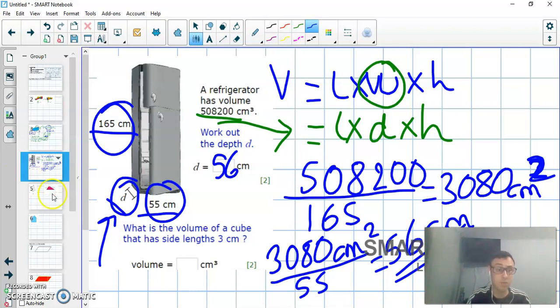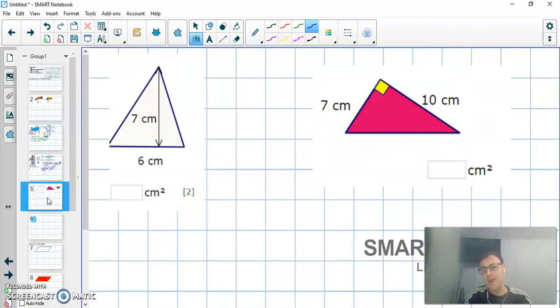Okay, so that's a recap on volume. And you will be pretty good at doing those. So I'm expecting some 100%, please. Right, then you've got one on area of triangles. Well, again, we've done this before. You just need to remember to half it. Please don't forget that.